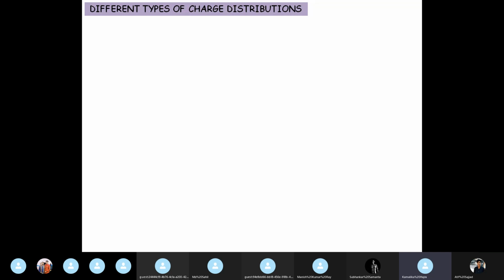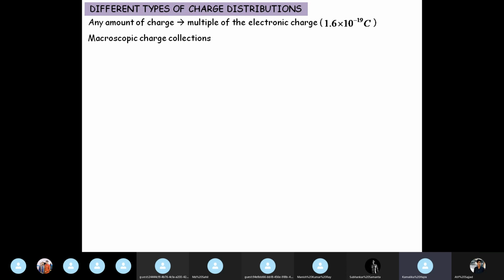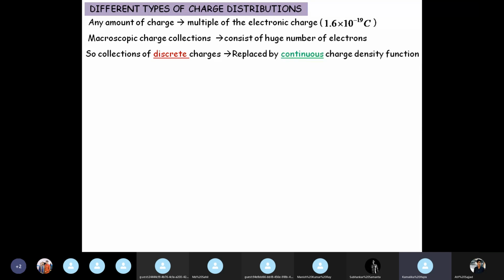Okay, so we got a concept of the different types of charge distributions when we shifted from discrete to continuous, because we saw that any amount of charge or collection of charge, bunch of charges, is basically a multiple of the electronic charge. Now the electronic charge is an extremely small number, so any collection of discrete charges is basically a very, very huge number of electrons, so that we can replace the discrete charges by continuous density functions, charge density functions.